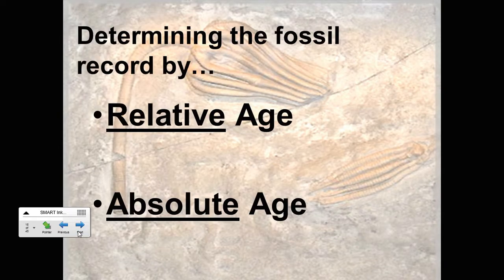Determining the fossil record by relative age and absolute age. And we already talked about relative age as being looking at you versus looking maybe at your grandmother. Absolute age actually gives us a specific date or year. Absolute age is going to tell you the actual age. So just by putting you and your grandmother next to each other, I can't say, well, you must be 15 years old and your grandmother must be 60 years old. I can't tell that just by looking at you. I have to figure out some other way to figure out your ages, and that's absolute.